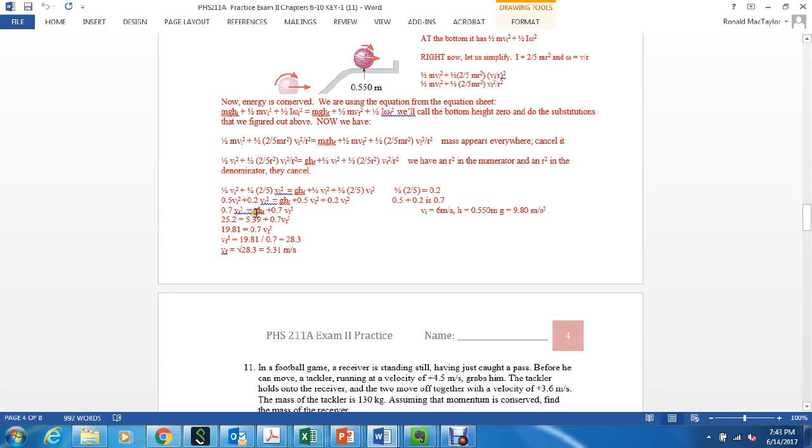So 0.7 v squared plus g h times 0.7 v squared, 25.2 equals 5.39 times 0.7 v final squared, and just keep doing the algebra to eventually come up with the square root of v final squared, v final equals the square root of 28.3, 5.31 meters per second. Hard to just look at this and get the idea, so we'll try to make sense of it later. We were given an initial velocity and a height, and we know what g is.